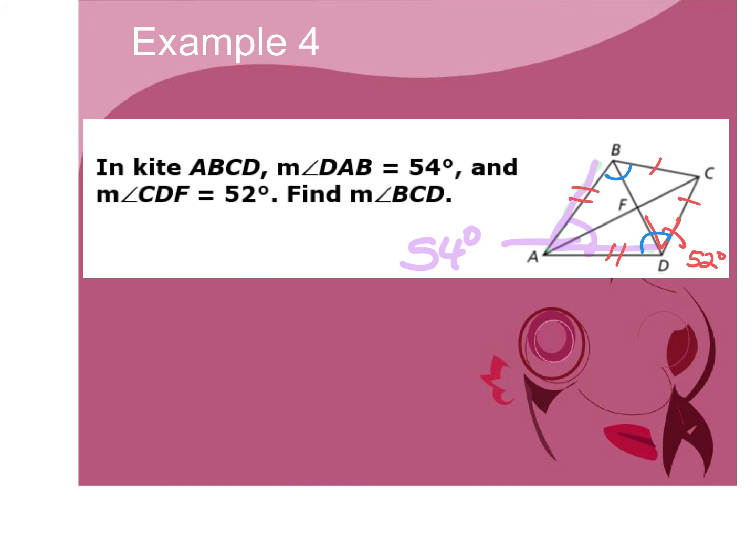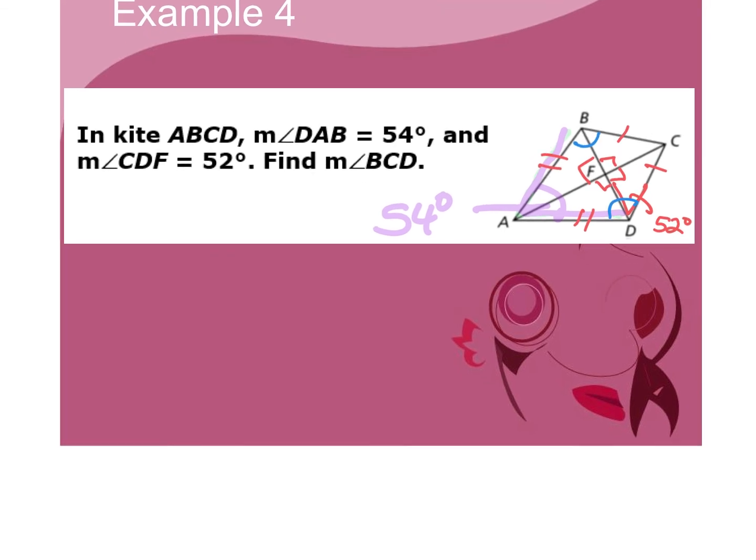Now, there's two different ways you can do this. Another property I also know about a kite is the diagonals are perpendicular. So I also know that I've got right angles here. However, they're asking me to find the measure of BCD, and BCD is located up here. This angle right here.